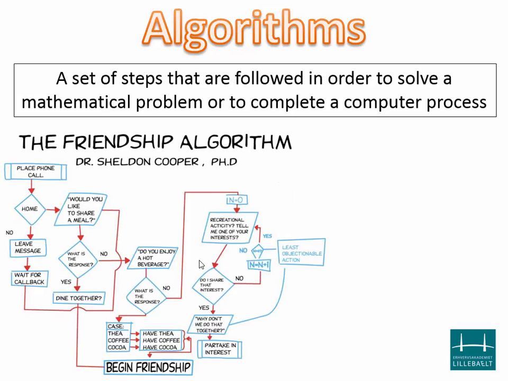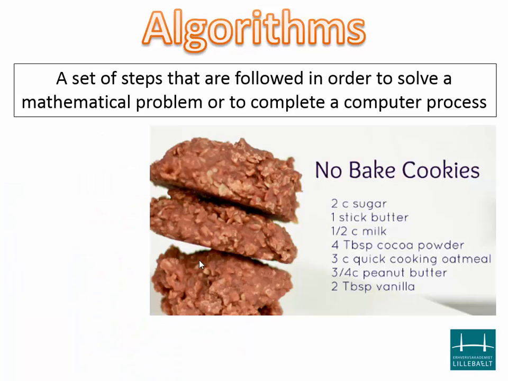So, we have here the friendship algorithm from Dr. Sheldon Cooper, PhD, which is, as we can see here, a series of steps to follow. An easier, or more old-fashioned, way to see an algorithm would be a baking recipe. If you do this and you do that and then you do this and then you do that, then you'll end up having some lovely cookies.